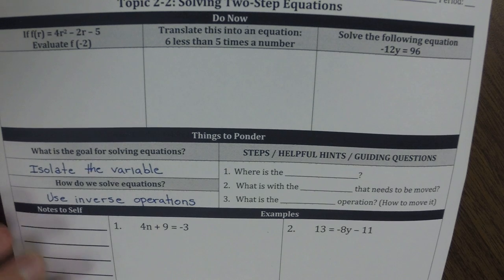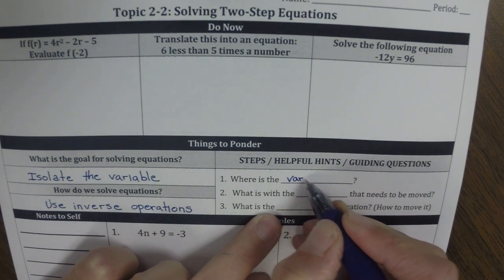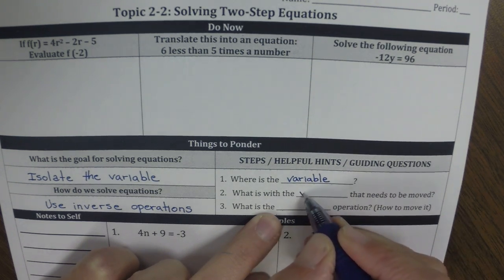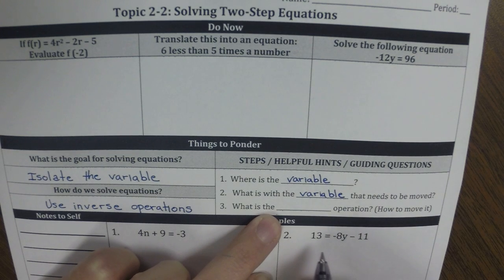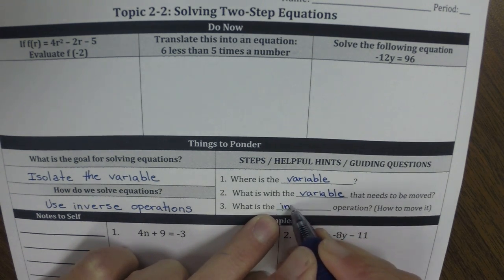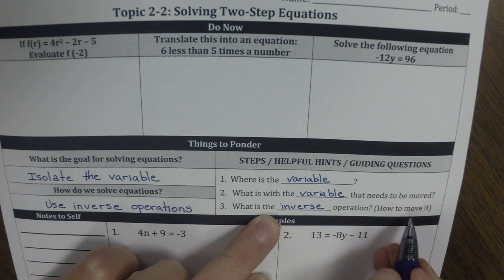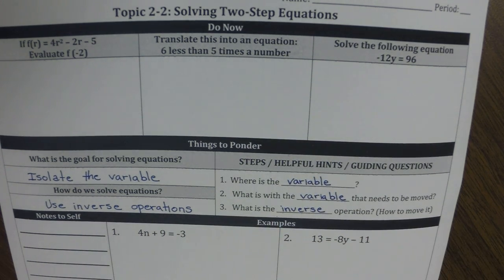And then here are our three steps, which again are exactly the same. Where is the variable? In other words, which side of the equation is it on? What is with the variable that needs to be moved? And then what is the inverse operation, meaning what is the opposite so that we can undo it? Or in other words, how do we move it away from the variable? Okay. So again, those questions are the same as before.